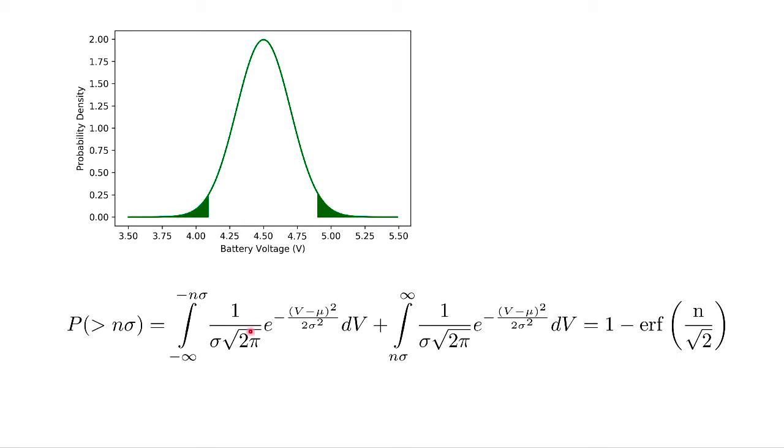So if you write it down mathematically, it's the integral from minus infinity to minus n sigma, plus the integral from plus n sigma to plus infinity. So it's the integral up here. Now we know that the area in the middle is just the error function of n divided by root 2. So the area out in the wings is just 1 minus the error function of n over root 2.